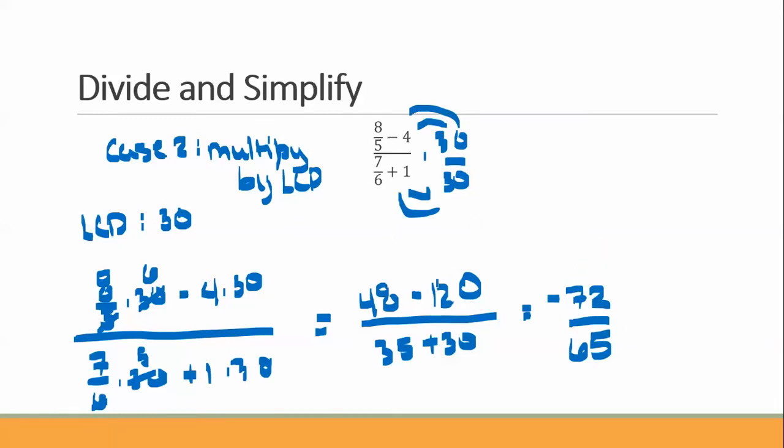Some methods of this work better than others. Sometimes it's easier to do case 1. Sometimes it's easier to do case 2. Sometimes it doesn't really matter. Like in this case, it didn't matter too much. Sometimes it is easier to do one or the other.